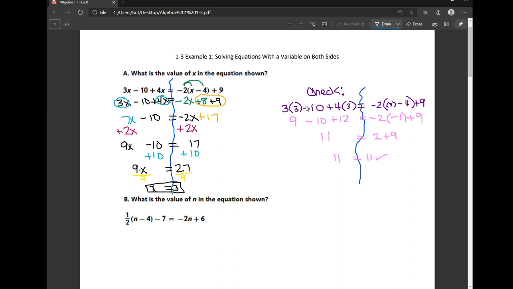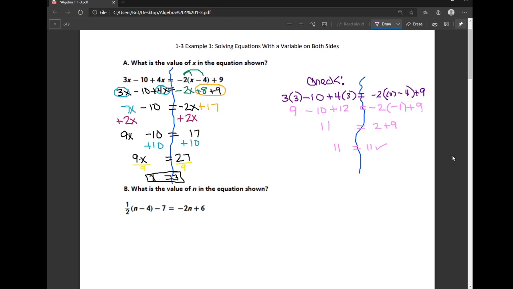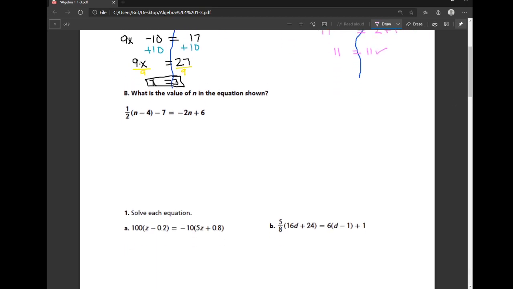Alrighty. Now if you had plugged back in and you got something that was false, like 11 equals 7 or something like that, that's telling you that you either made an arithmetic error or that this would not have a solution. Let's try another one.